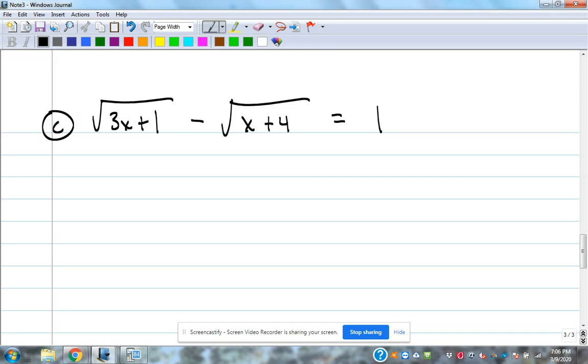Okay. What did we do earlier when we had 2 of the roots in it? We got one of them by itself, didn't we? So I'm going to do that. I'm going to get one of these roots by itself. I'm going to get this thing by itself. So I'm going to move the square root of x plus 4 by addition.